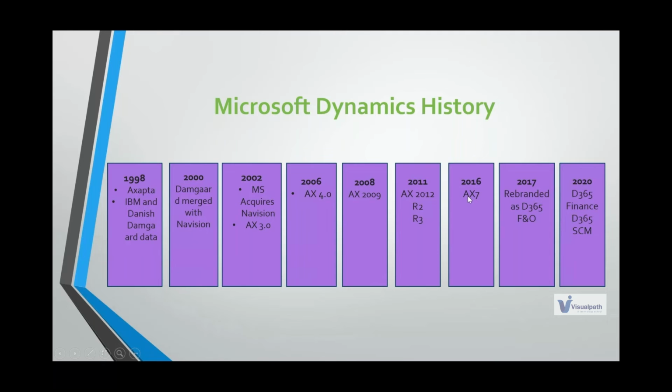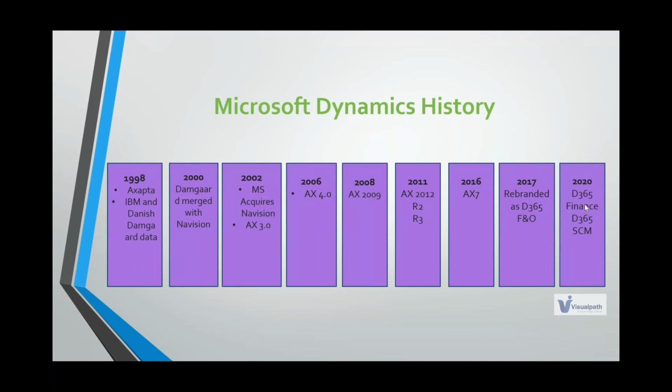But the name looked old, because the earlier names were also AX, right? So they were not happy with this name. They rebranded the name as D365 Finance and Operations. The cloud-based environment name is Microsoft Dynamics 365 Finance and Operations. This was introduced in 2016 only, but with the older name. In 2017, around February, they changed it to this name. In 2020, again, they divided the same application into multiple applications like D365 Finance separate, D365 SCM separate, etc.